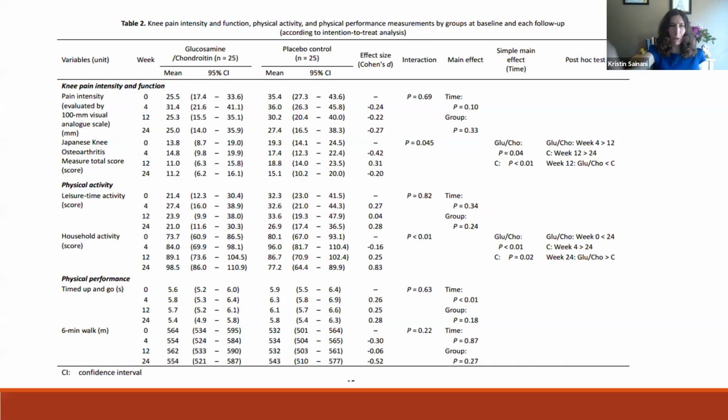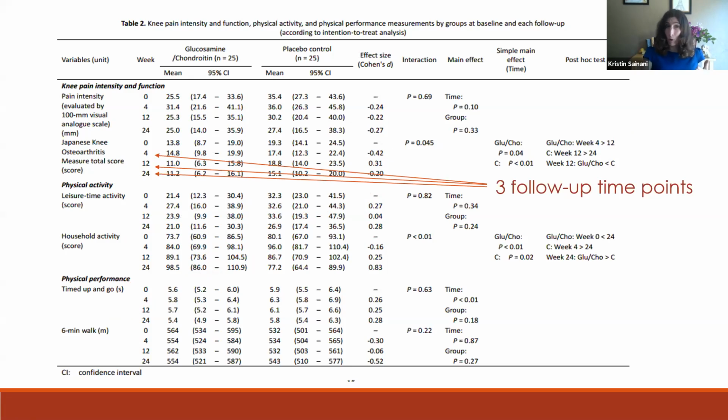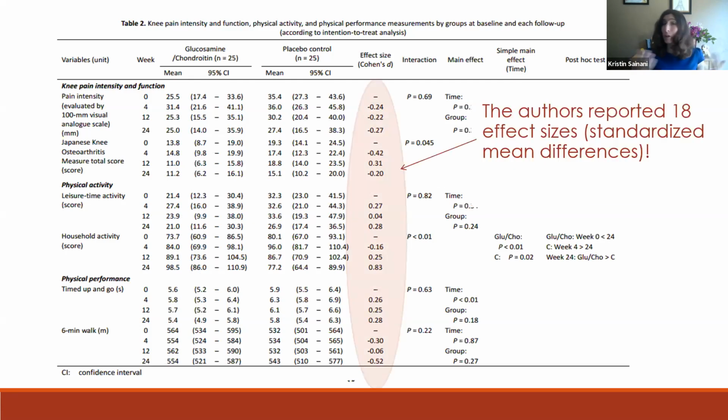If we look at table 2, which is a rather cluttered table, here's all of the data from their study. They had 2 primary outcomes that we already talked about, but then they also had 4 secondary outcomes. They looked at leisure time physical activity, household physical activity, timed up and go, and 6-minute walk. They looked at 3 time points, 4 weeks, 12 weeks, and 24 weeks, and they used that to calculate 18 different effect sizes. They calculated Cohen's d, standardized mean differences.